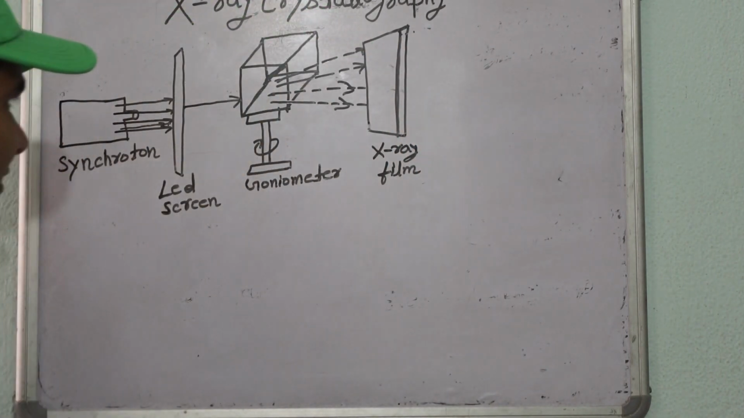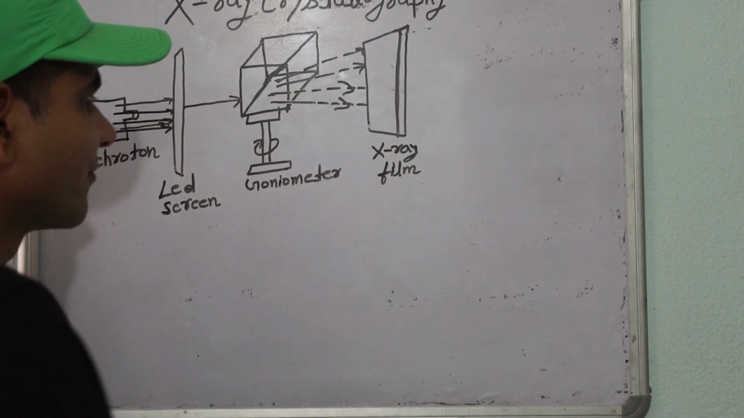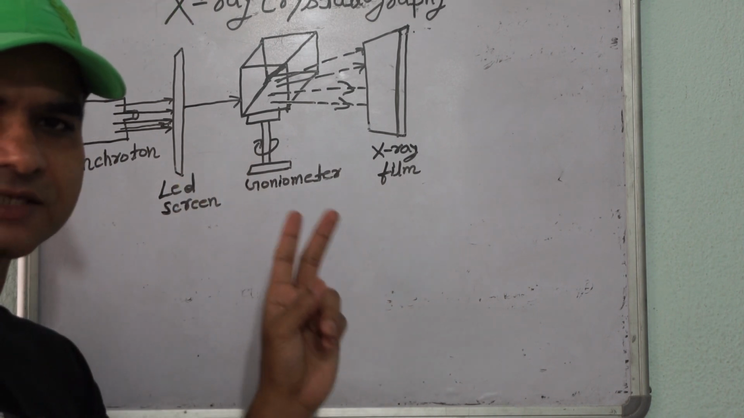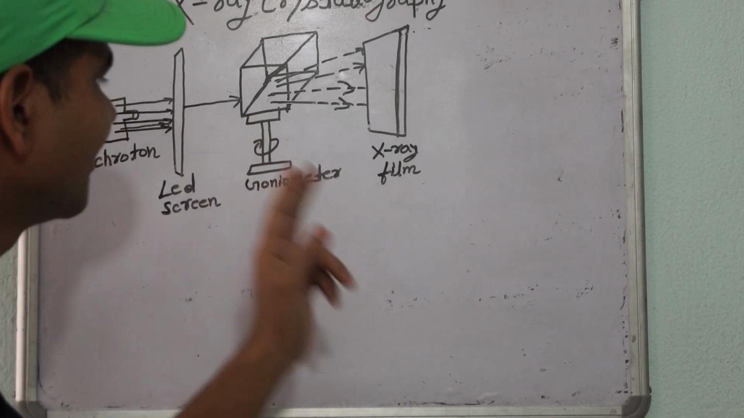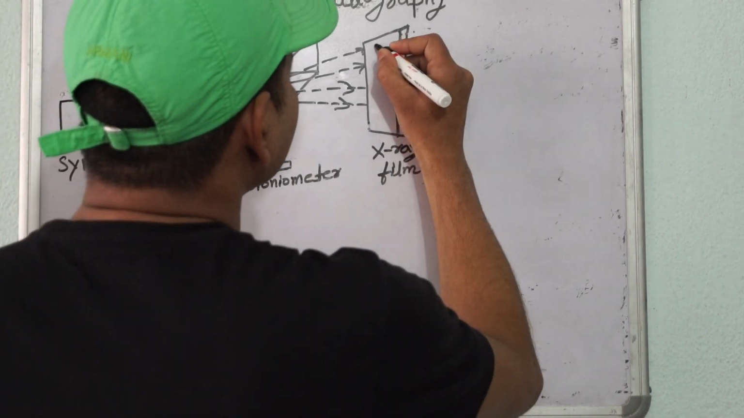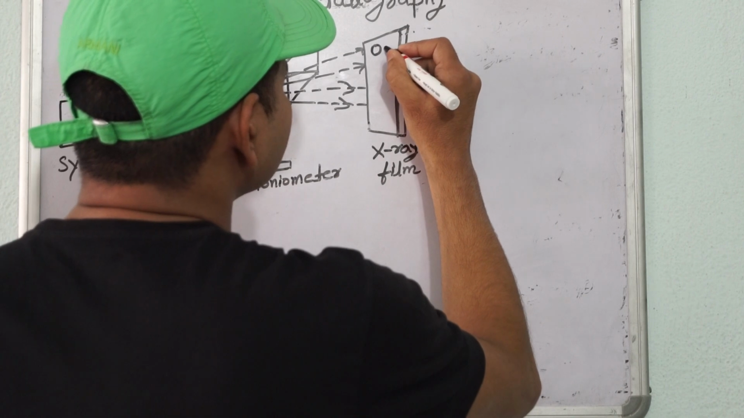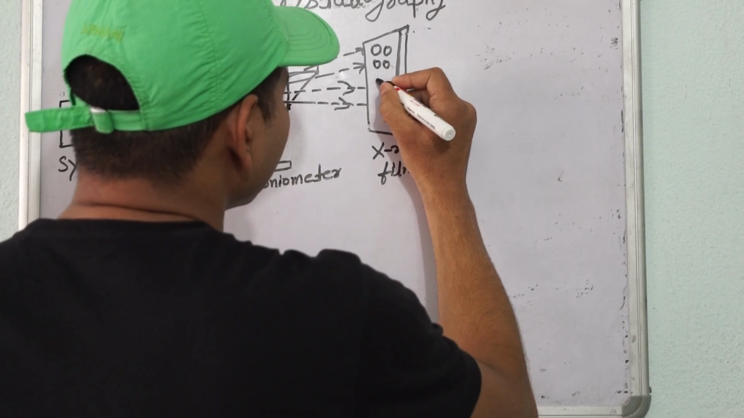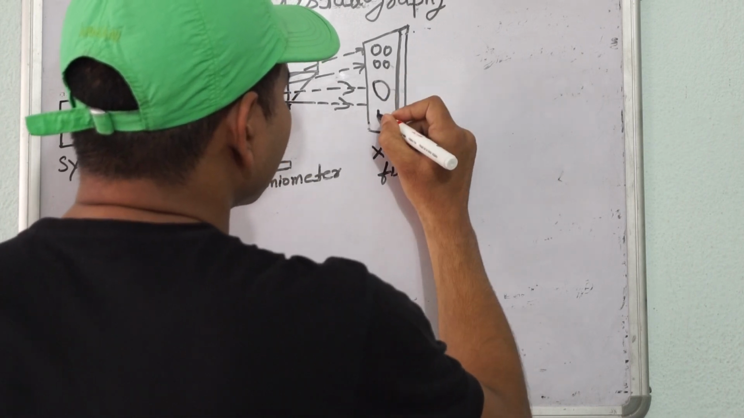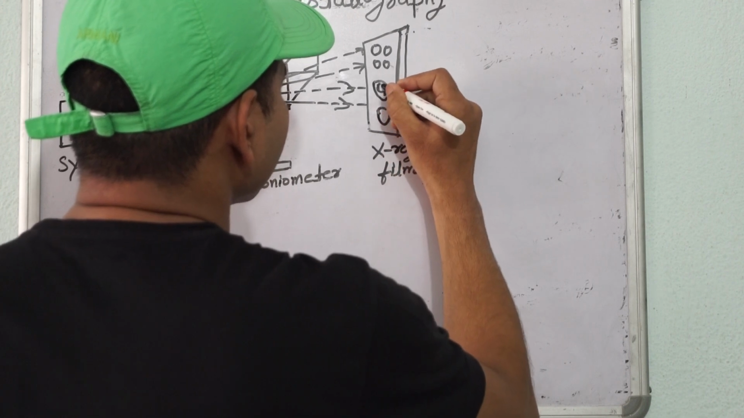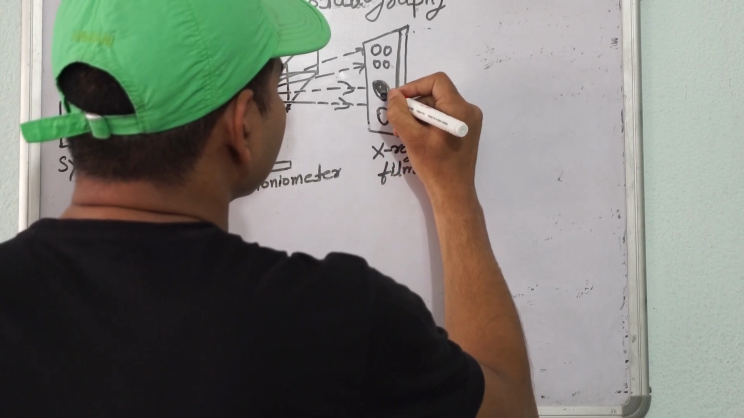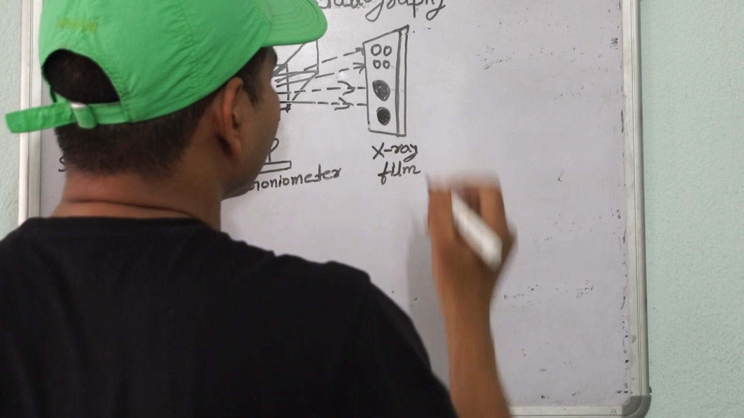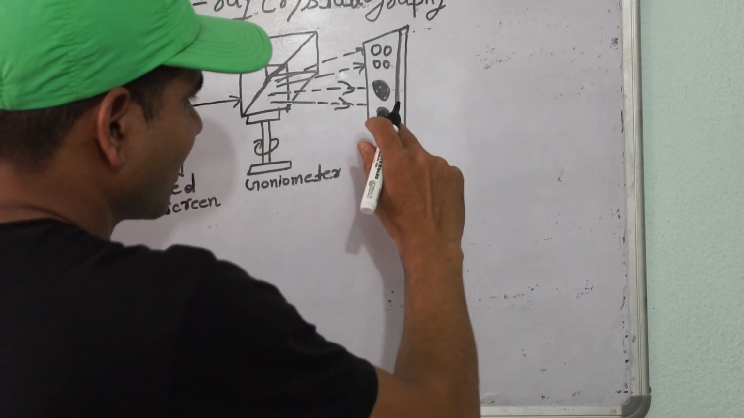Now, when the diffracted X-ray beam falls on the X-ray film, two types of spots are generated on the X-ray film. First would be light and small spots. Second would be large and dark spots. So what is the meaning of a small and light spot and a large and dark spot?